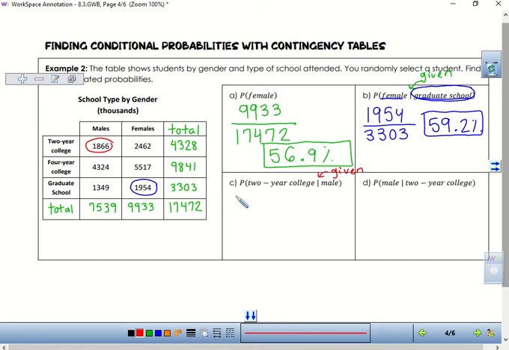Correct. So 1,866 over the total number of male students, which is 7,539. So this amount is always your denominator, okay? Does everyone see that? So when you do the calculation, it's going to be 24.8%.